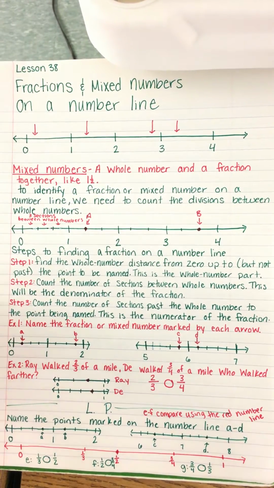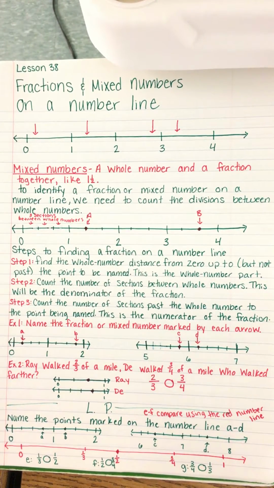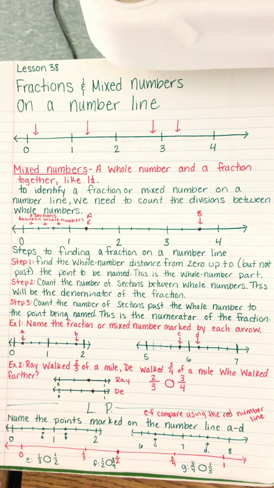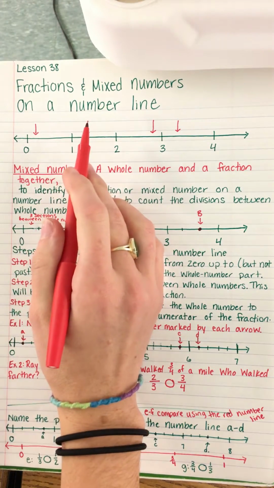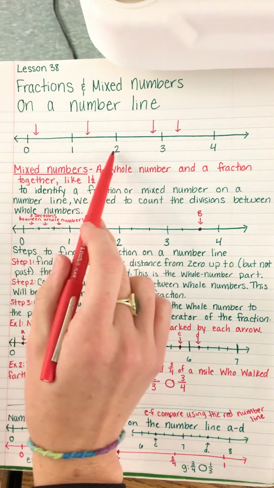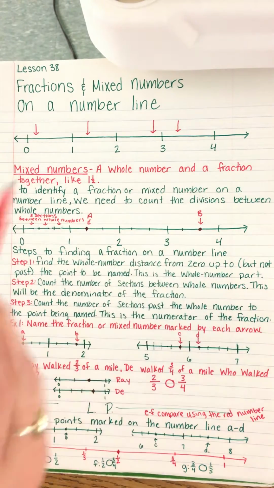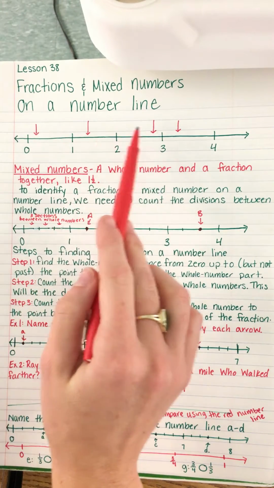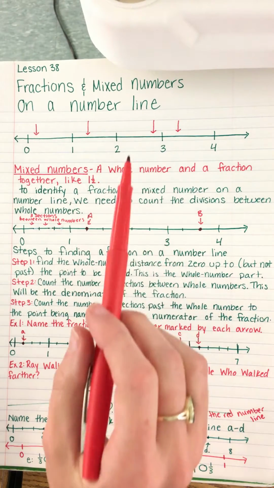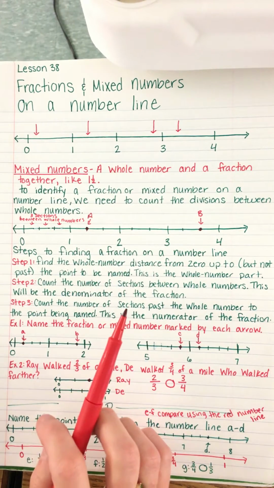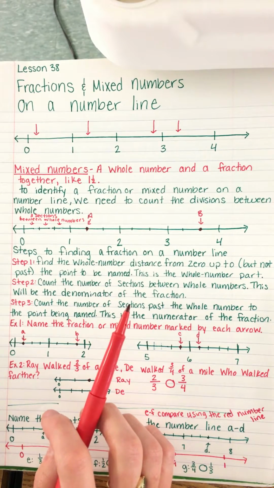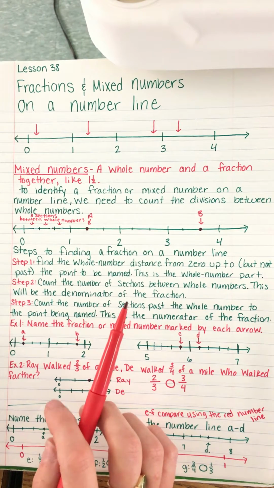Fractions and mixed numbers on a number line. A number line is made up of a series of points. The points on a number line represent numbers. On this number line, whole numbers are labeled 0, 1, 2, 3, and 4. However, there are many numbers with the arrows that are unlabeled. Many of the unlabeled points on the number line can be named with fractions and mixed numbers.